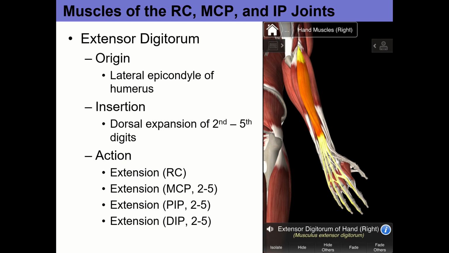All right, so I'm going to do a quick case study, and then I'm going to show you how to find extensor digitorum and then the last 2 that we just did on the anatomy app.